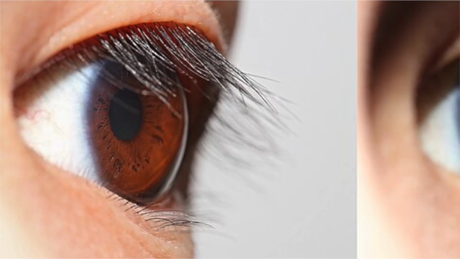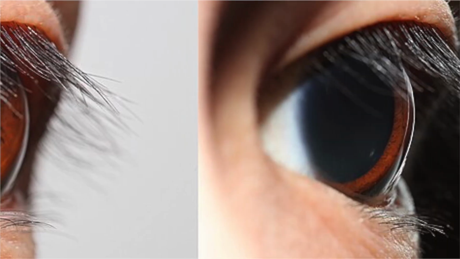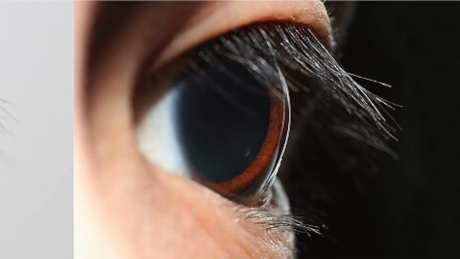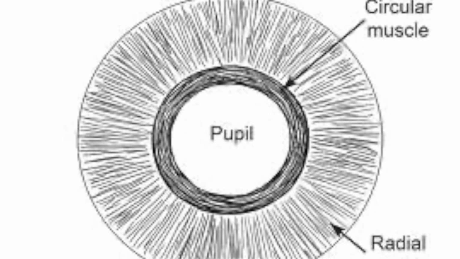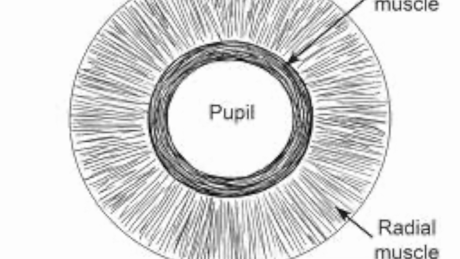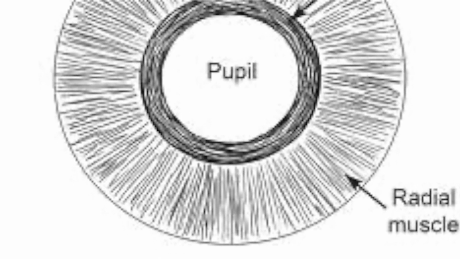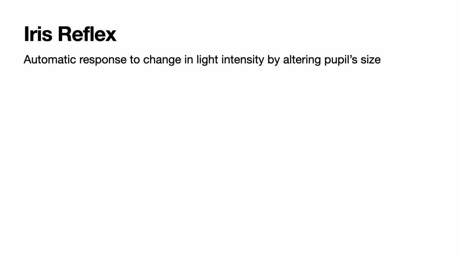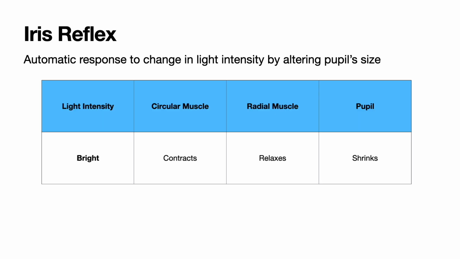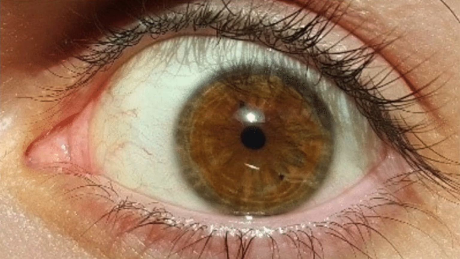Now, what is the iris reflex? A reflex, as you know, is an automatic response. The iris consists of muscles which allow alteration of the size of the pupil, in response to the change in light intensity. When the light intensity is high and you are in a brightly lit room, for example, the circular muscle will contract and the radial muscle will relax, causing the pupil to shrink.